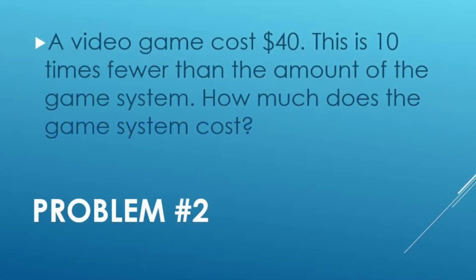Now let's take a look at problem number 2. A video game costs $40. This is 10 times fewer than the amount of the game system. How much does the game system cost? Think about what this problem is asking. Think about which of those is going to be the one that needs to cost more money as we try to find our answer.